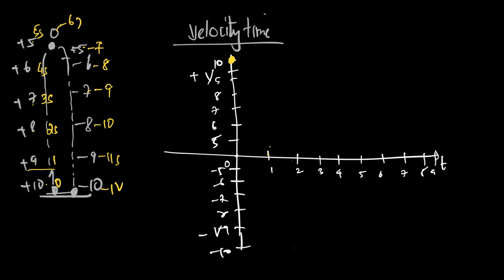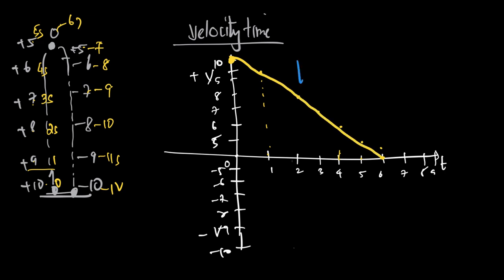So at 1 second, the velocity is 9. Then it is 2, 8. It's here. 3, 7. Like this, like this, like this. And eventually it's at 0, right? Eventually it is at 0. So this is the graph you obtain.